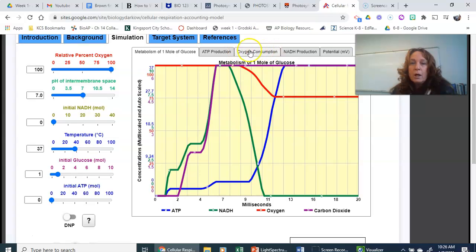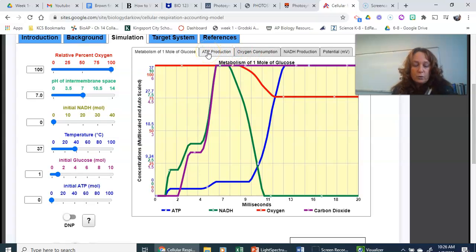The most common one that we would use, and it would be in a test question, would be the oxygen that's consumed, because they link that to metabolism. So if you have a very high rate of cellular respiration, you would also consume a lot of oxygen. So they link those. But let's just look at these individually.